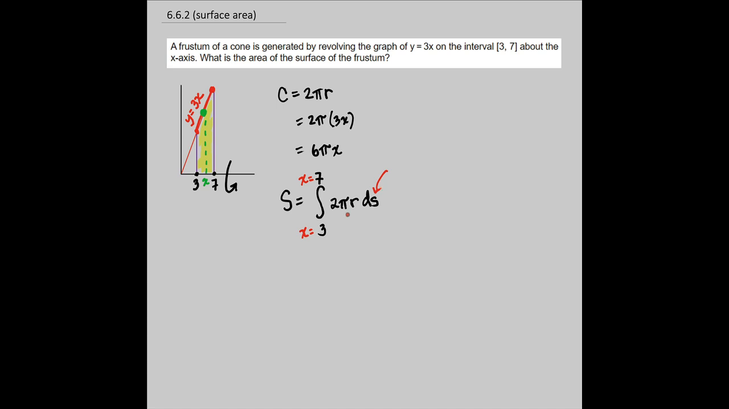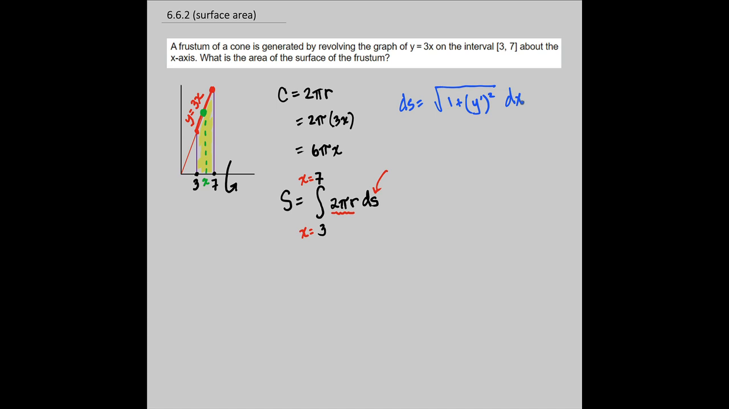Now, the 2 pi r, we already know what to replace it with. The 2 pi r, that is the circumference, which we just found. So 2 pi r is going to become 6 pi x. And when we deal with the ds, we know that ds is going to be the square root of 1 plus y prime quantity squared times dx. So that's how we'll get over to x's.